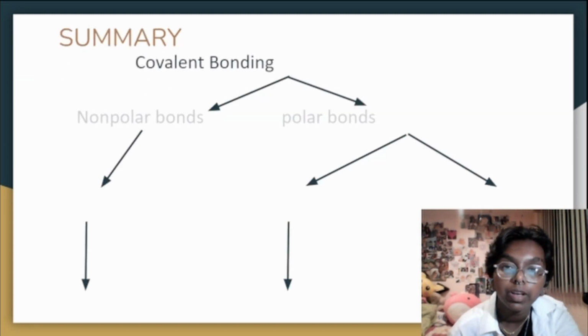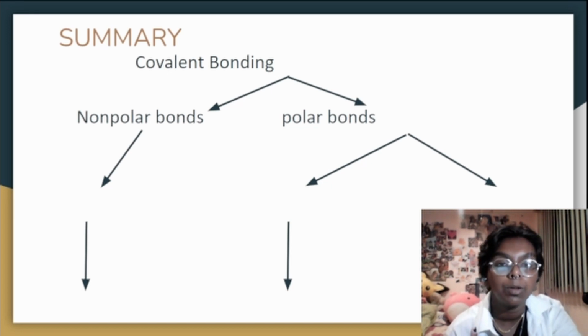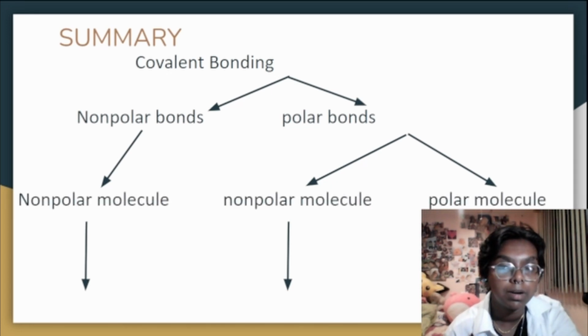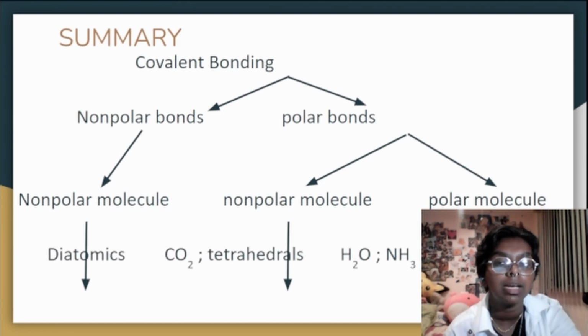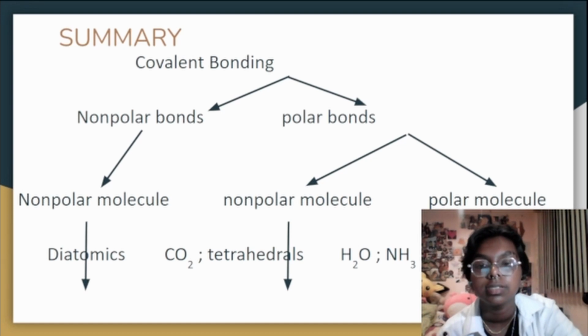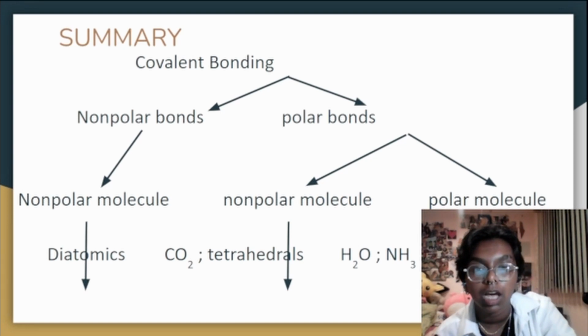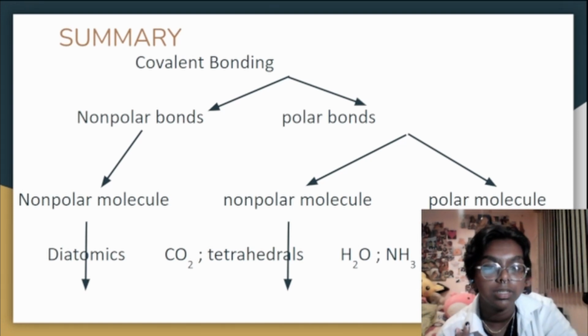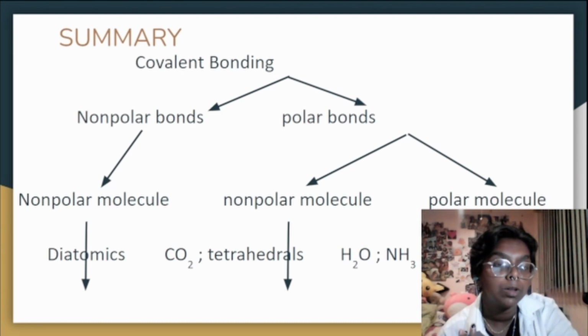Summary: covalent bonding can form nonpolar bonds and polar bonds. Polar bonds can be in both nonpolar and polar molecules. Nonpolar bonds can't be in polar molecules. They can only be in nonpolar molecules, right? Examples: nonpolar bonds and nonpolar molecules, diatomics. Polar bonds and nonpolar molecules, CO2 and tetrahedrals. And then polar bonds and polar molecules, you have H2O and NH3.